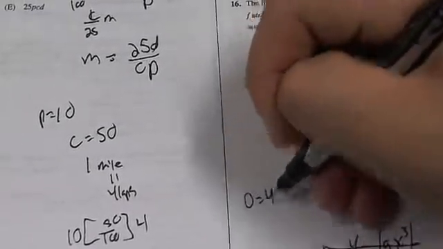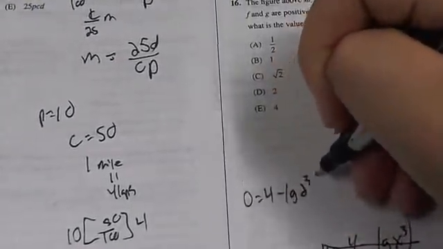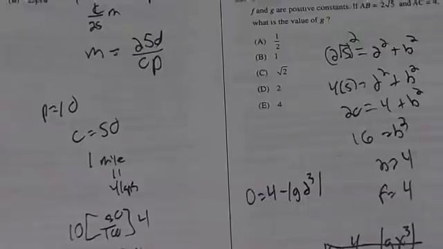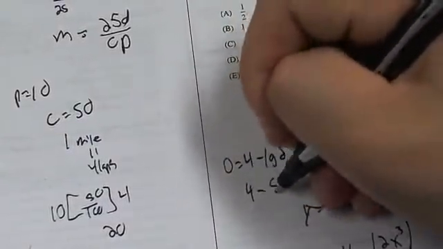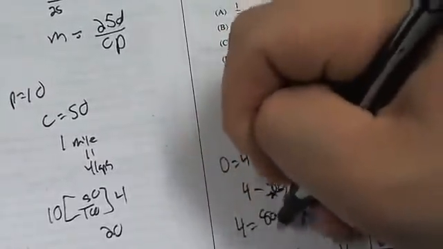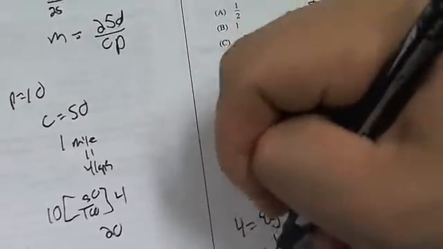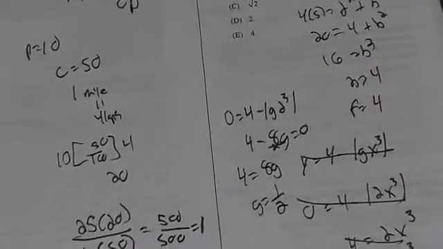So 0 is equal to 4 minus g times 2 cubed. 2 cubed is what? 8. So 4 minus 8g is equal to 0. 4 is equal to 8g. g is equal to 1/2. Sorry, guys.